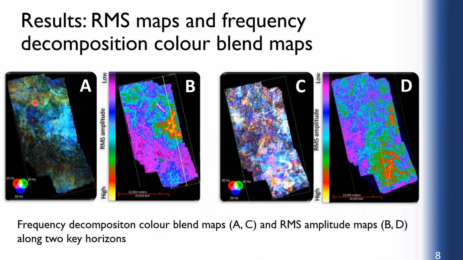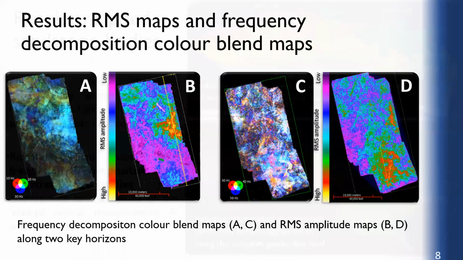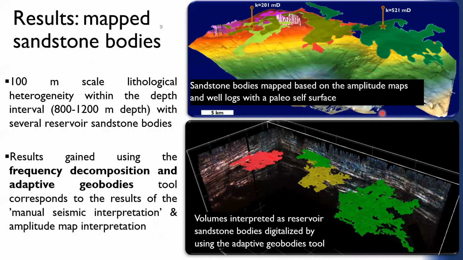And you can see that these maps highlight the same architectural elements, which were identified as sandy units. And I also mapped these sandstone boundaries, so I digitalized on the root mean square amplitude maps on the top, and also used the adaptive geobodies tool to digitalize these reservoir sandstone bodies as volumes. So we can see that the methods produce similar results. So the adaptive geobodies tool corresponds to the results of the manual seismic interpretation.